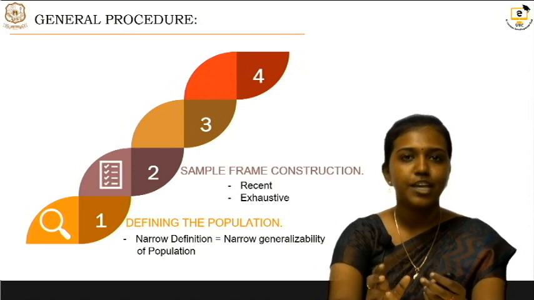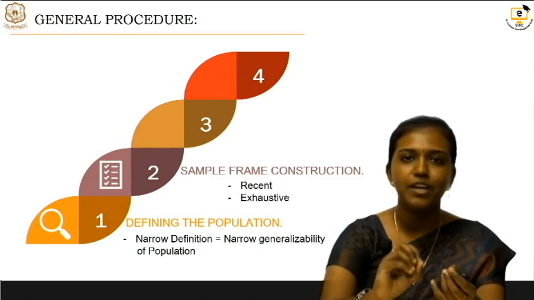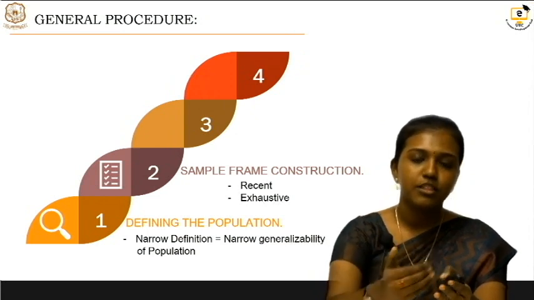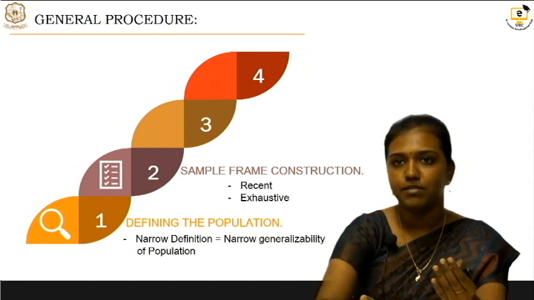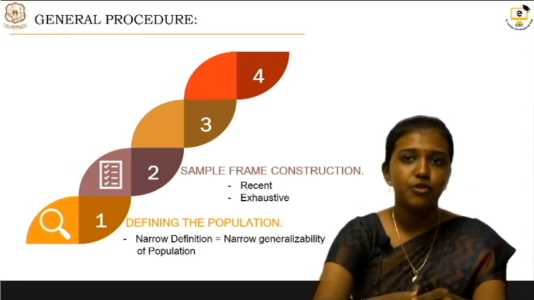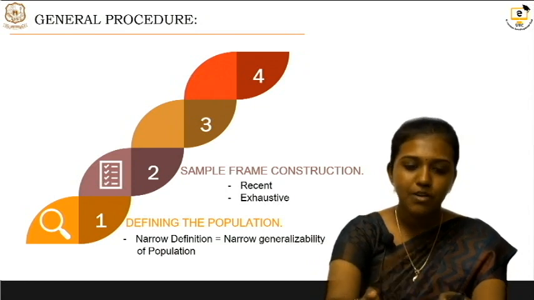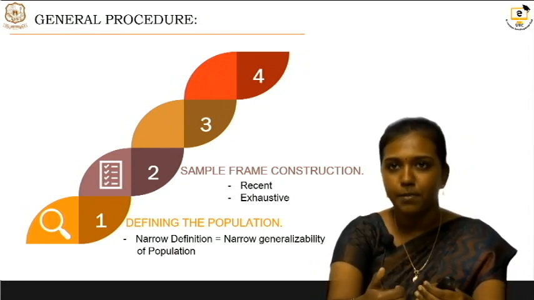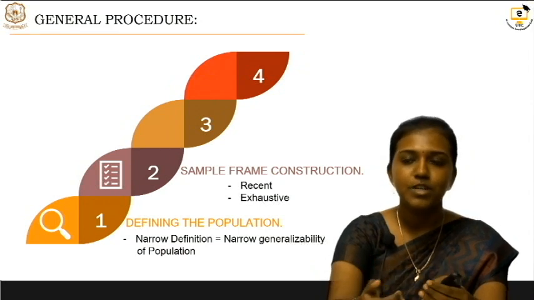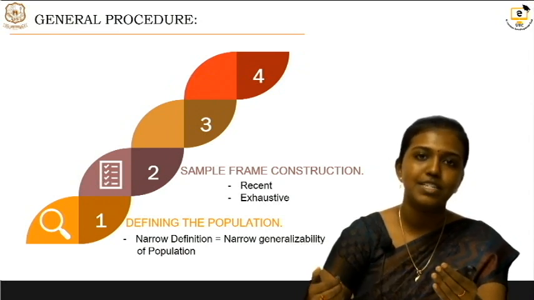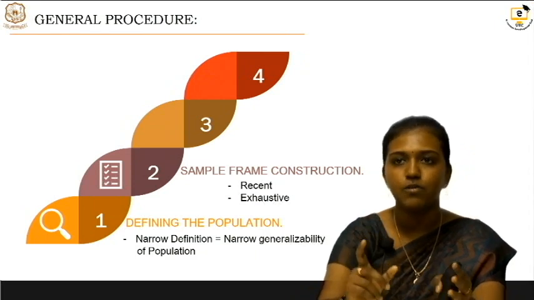Fine. So, the second one is having a sampling frame. A sampling frame is nothing but the entire list of units that you have in your population. But the sampling frame should have two characteristics. It must be recent, because your research must be updated to time, and it must also be exhaustive. Exhaustive in the sense that you must have all the sampling units listed inside your population. You should not leave a single unit outside your population.